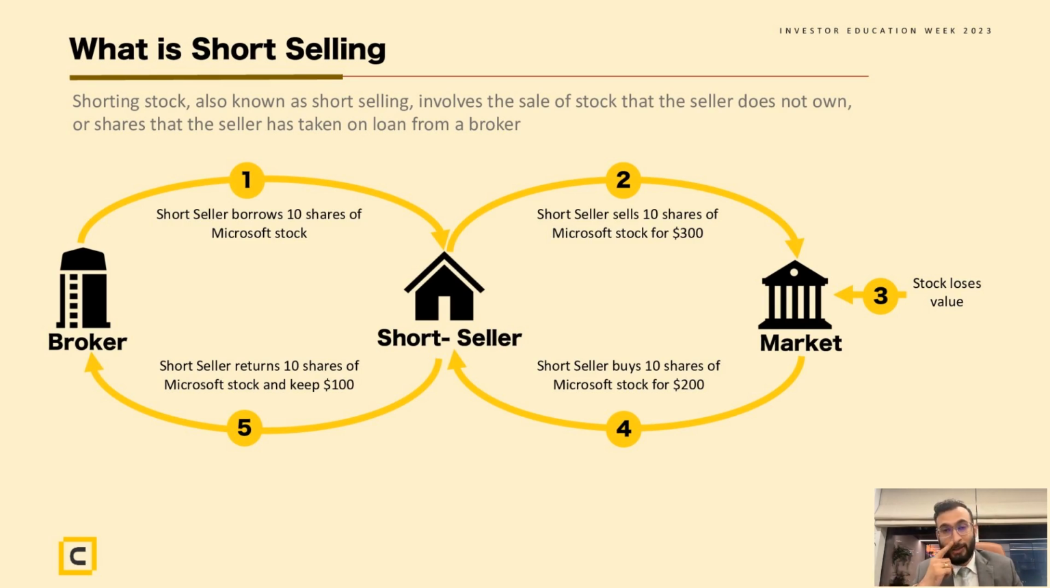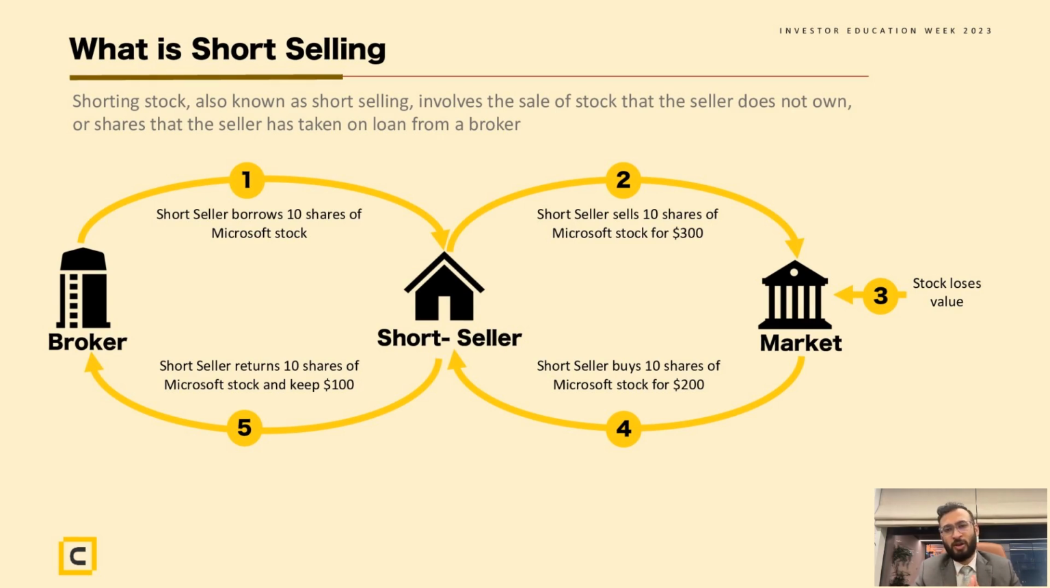So short selling is the process by which you borrow a stock or a commodity or an index from your broker's inventory or from a buyer and you sell it in the market. Once you sell it in the market, you wait till the price comes down.